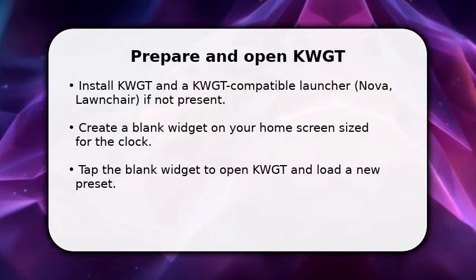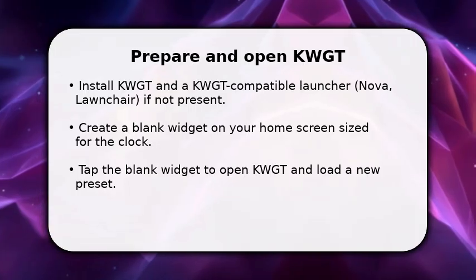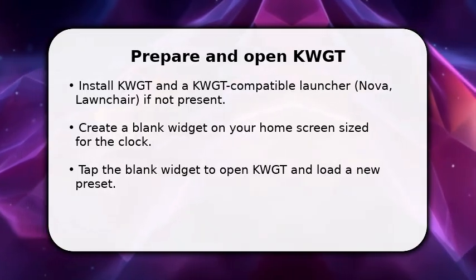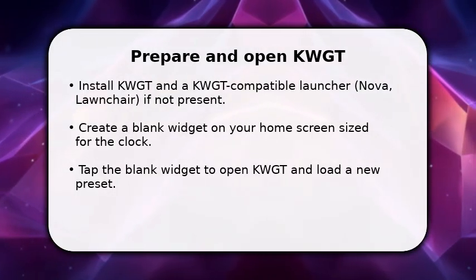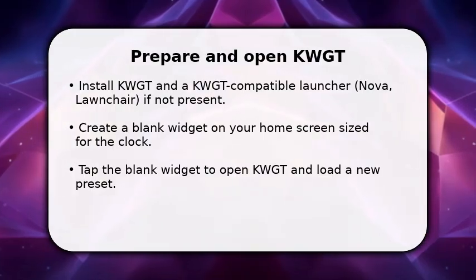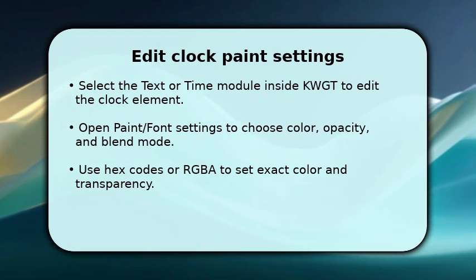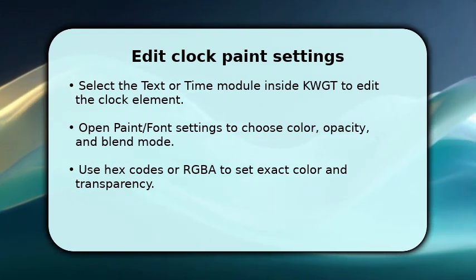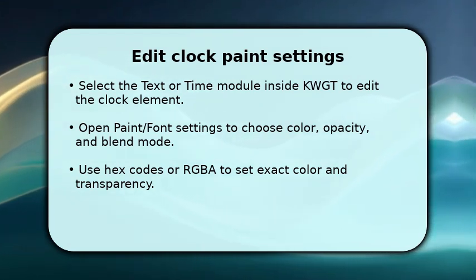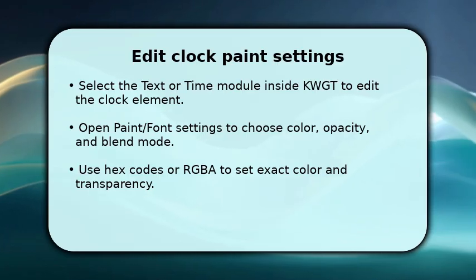Do that now. Make sure the widget is set to resize freely so color changes apply correctly, and proceed into the editor to access text and paint options. Once inside the widget editor, tap the time module so you directly edit the clock element. Then open Paint or Font Settings. Here you change the color, opacity, and blend mode.